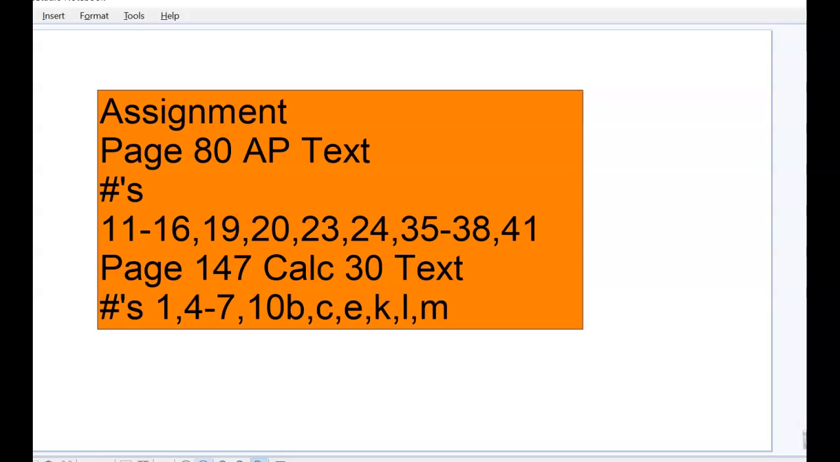Okay, so there is the assignment on continuity from section 2.3. So we have both textbooks. The top textbook is your AP textbook. The bottom assignment is from your Calc 30 textbook. Again, if you have any questions, feel free to check the website for your answers.